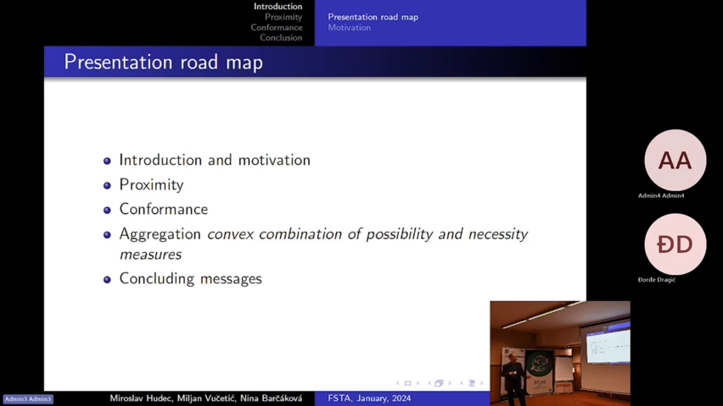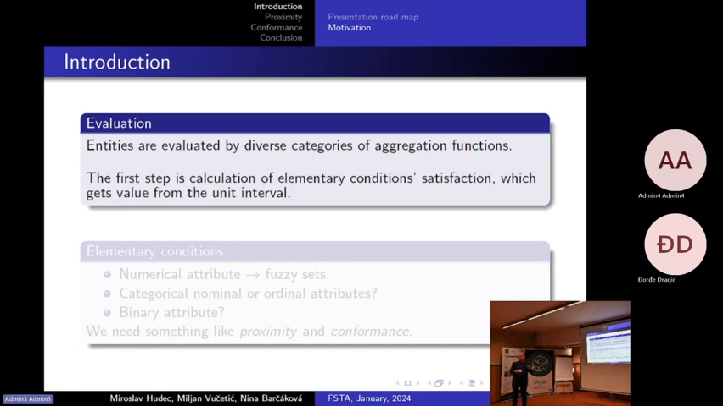And then how we aggregate by convex combination of possibility and necessity measures, where we apply fuzzy linguistic quantifiers, and finally concluding messages. So let's put it into the more introductions. We should find the best entities, which are as close as possible to satisfying our needs.